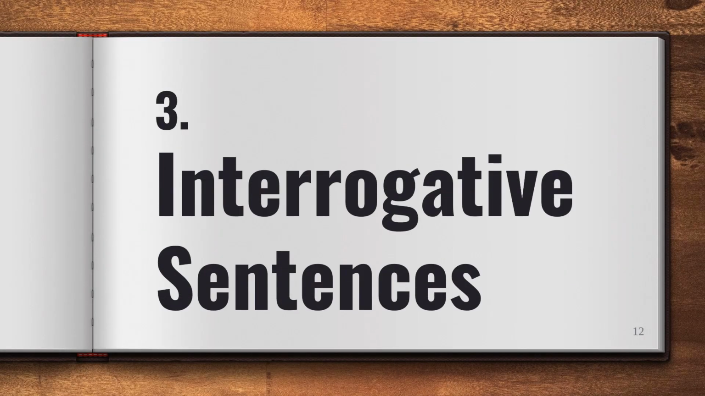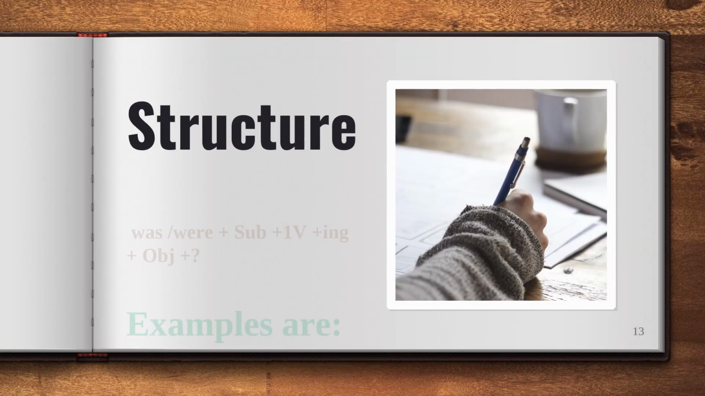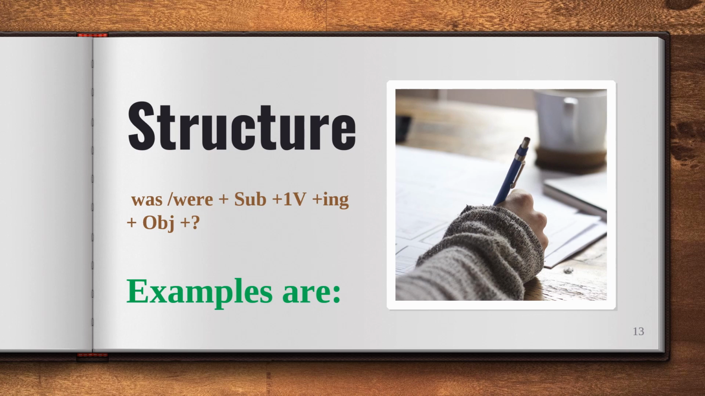Next are interrogative sentences. Interrogative is when we ask a question or when we pose direct questions. So what is the formula for past continuous tense for making interrogative sentences? The structure is: was or were will come at the start, then the subject will come, then the first form of the verb with ing and object, and do not forget to put a question mark at the end of interrogative sentences.